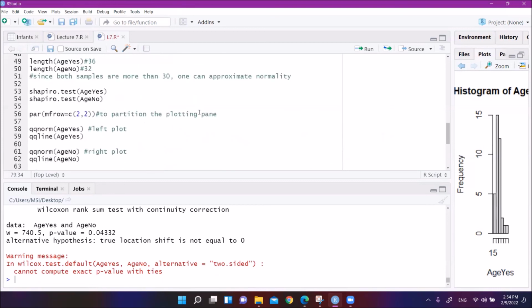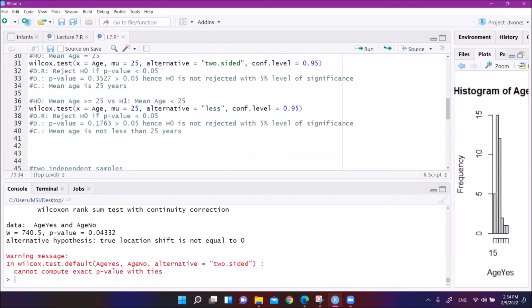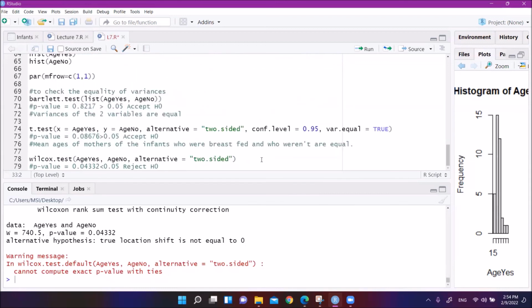Earlier, in the one-sample case, it was not too serious whether it's normal or not. That means it should be slightly not normal. That may be the reason. Even for the parametric test and the non-parametric test, we got the same result. This is the parametric test. This is the non-parametric test. We got the same conclusion, right? Earlier case. Here, we are getting different conclusions. Here, we accepted H naught in the parametric test. In the non-parametric test, we rejected H naught.